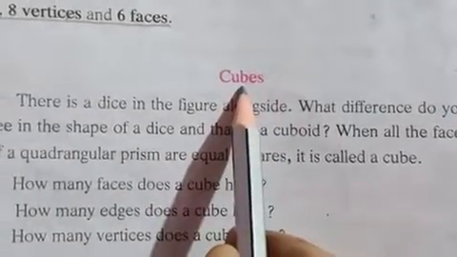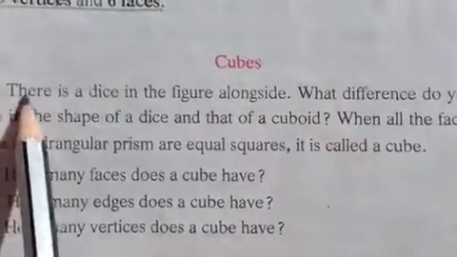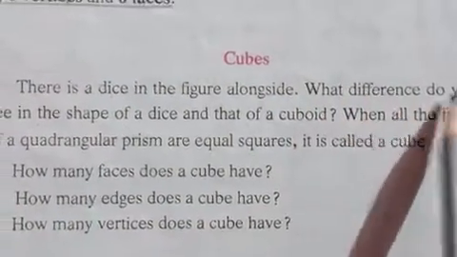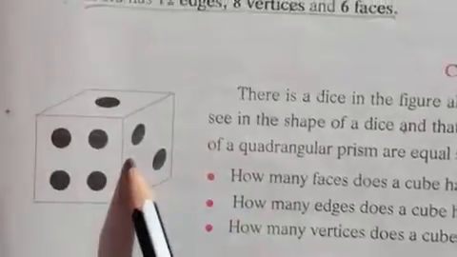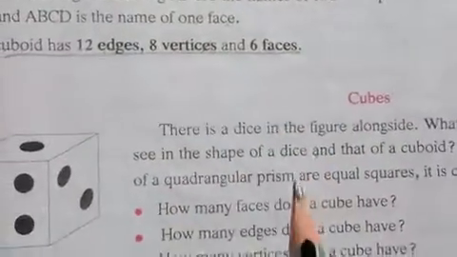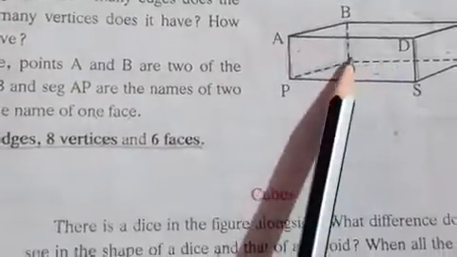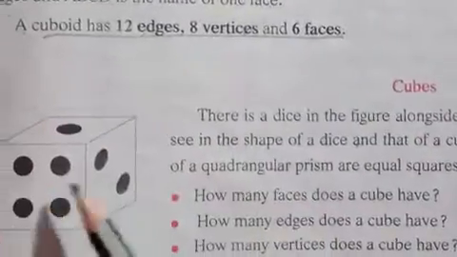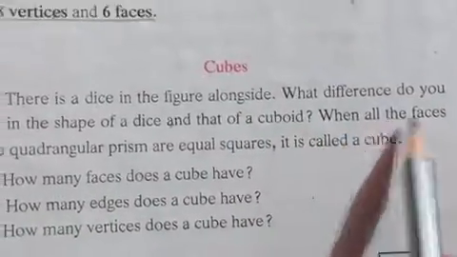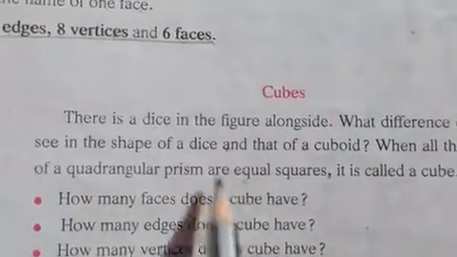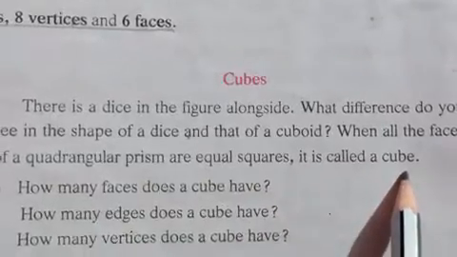Next is cubes. Next we are going to see cubes. There is a dice in the figure alongside. You can see the dice. What difference do you see in the shape of a dice and that of a cuboid? What is the difference? You can see all the edges, but here you can't see everything. You can see only 3 sides of the cuboid. When all the faces of a quadrangular prism are equal squares, it is called a cube.